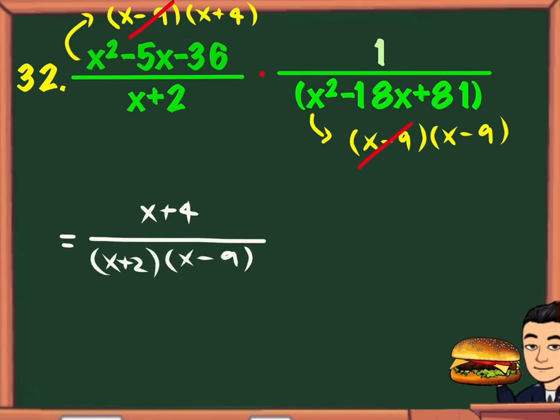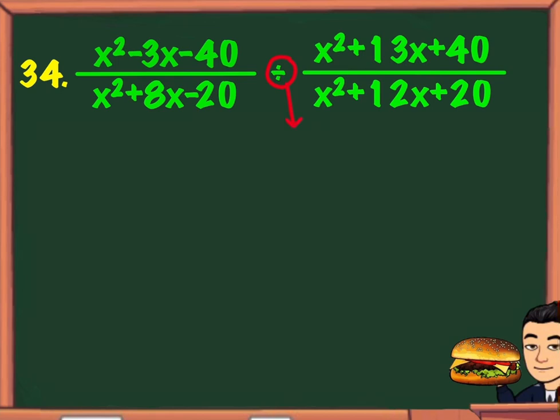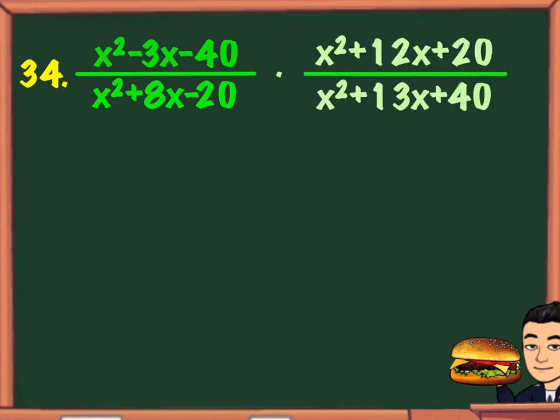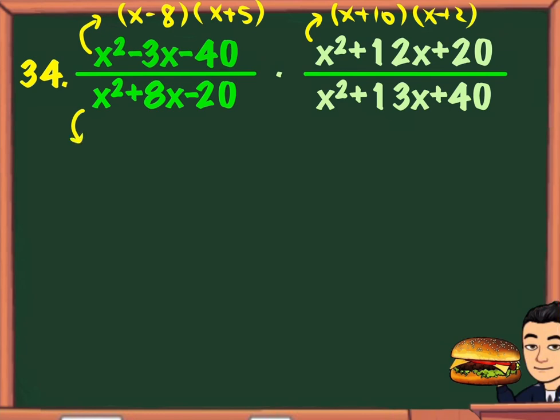x minus 9. For number 34, we're going to change the division sign to a multiplication sign. So the second fraction is going to flip. So this is how it's going to look. So let's go ahead and write everything in factor form. This is x minus 8 times x plus 5. This one is x plus 10 times x plus 2. For this one, this is going to be x plus 10 times x minus 2. And the last one, x plus 8 times x plus 5.